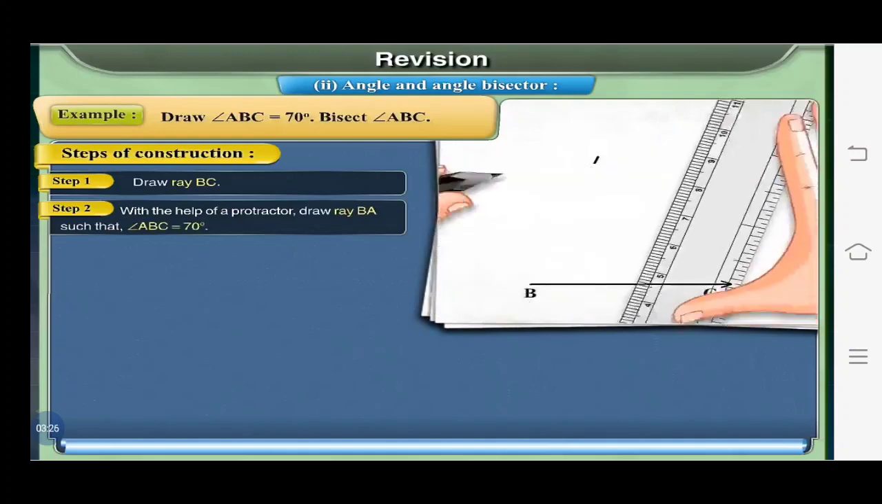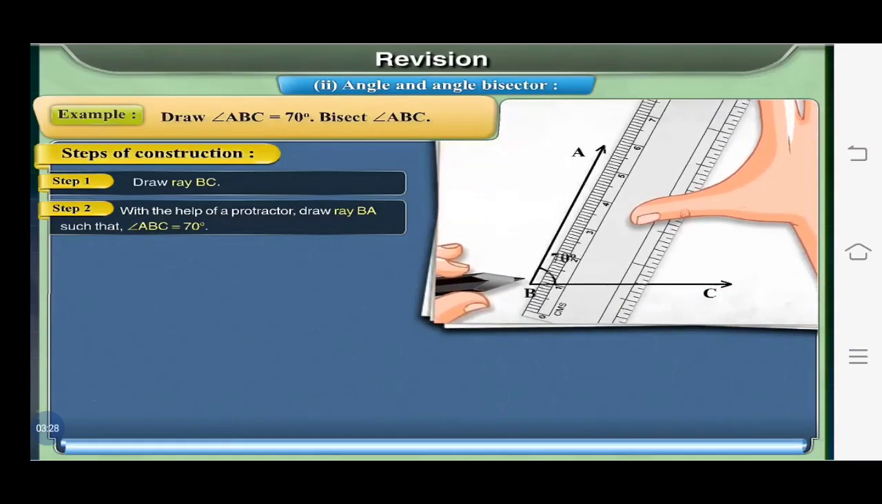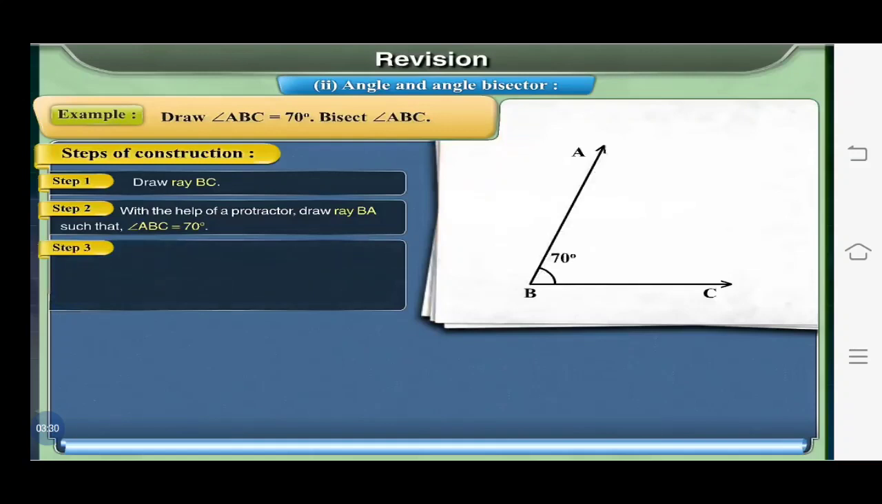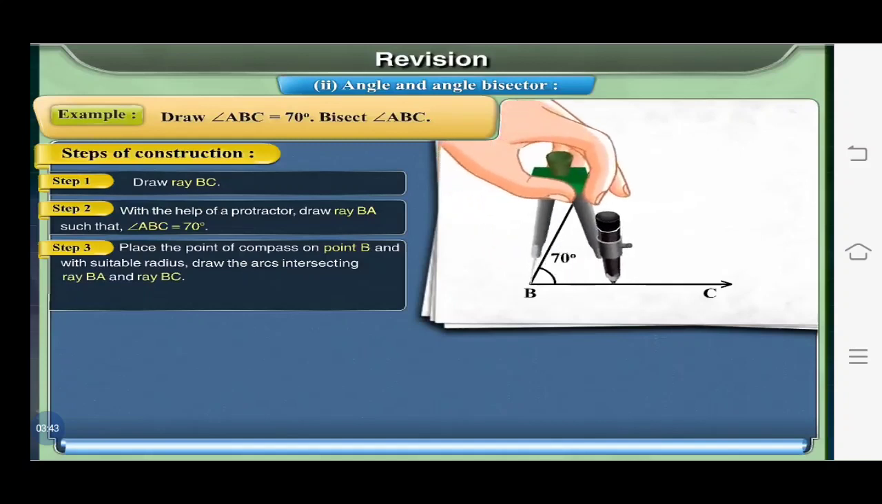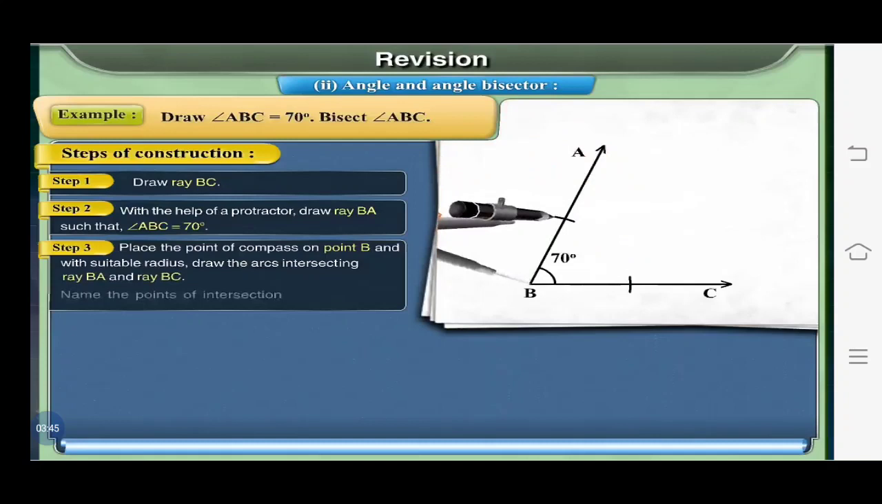Step 3. Now, place the point of compass on point B and with suitable radius, draw the arcs intersecting ray BA and ray BC. Name the points of intersection as X and Y respectively.